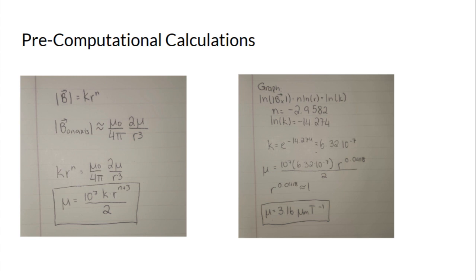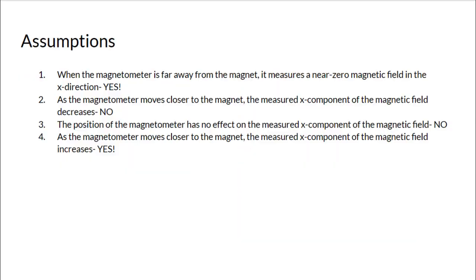These equations are set to be equal to each other in order to find an equation to find mu, the magnetic dipole moment of the bar magnet. Then, the linearized ln Bx versus ln r graph will be analyzed to produce the values for n, r, and k, and plugged into the aforementioned formula to calculate mu. My calculated value for mu is 3.16 newton meters per Tesla.